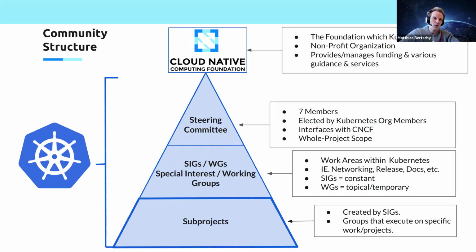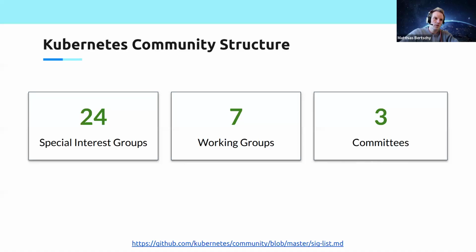Now that you have SIGs, sometimes their work can be quite broad in scope. This is why SIGs are also broken down into sub-projects. Today, this is not very up to date, but we can say that there are about 24 special interest groups, 7 working groups, and 3 committees within the community.